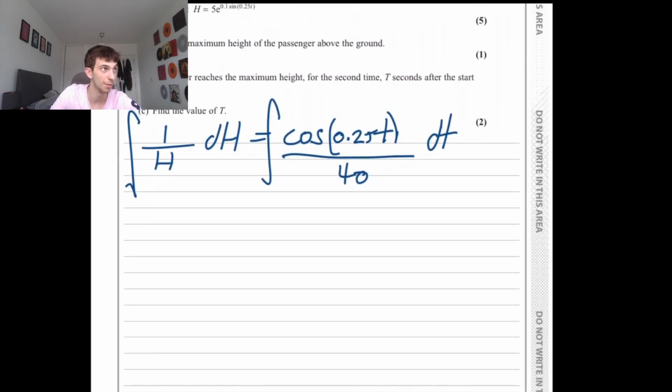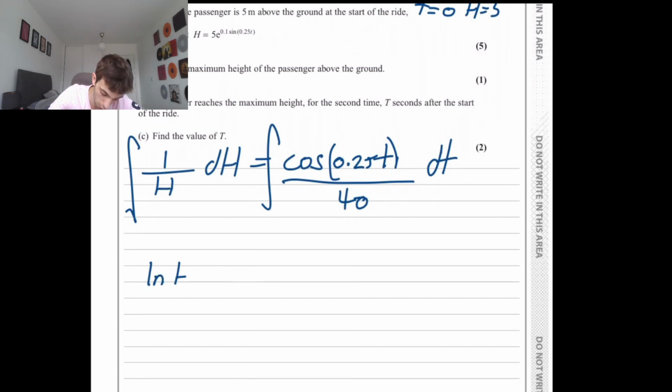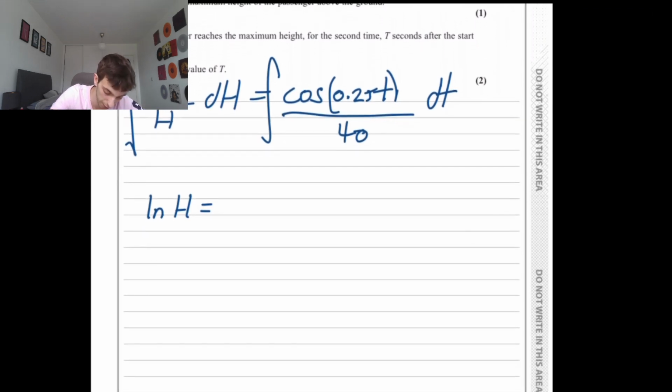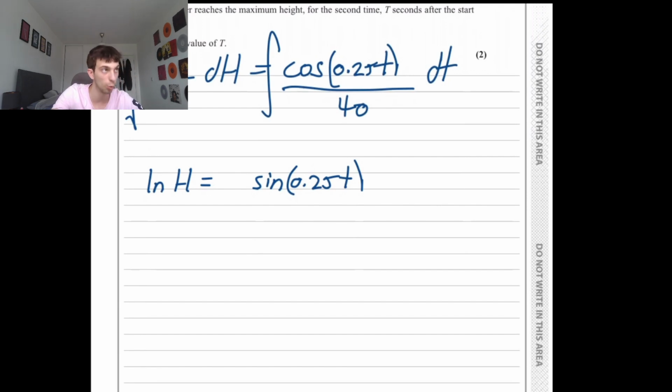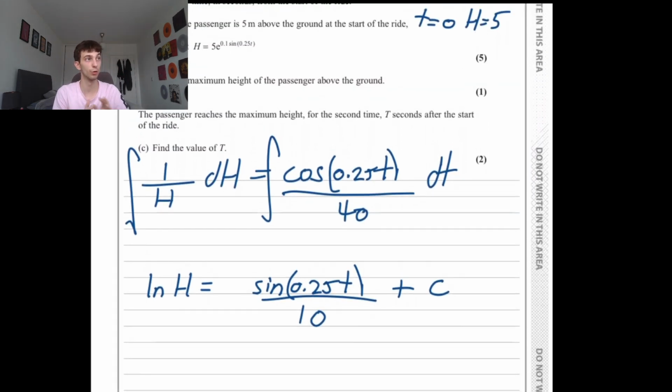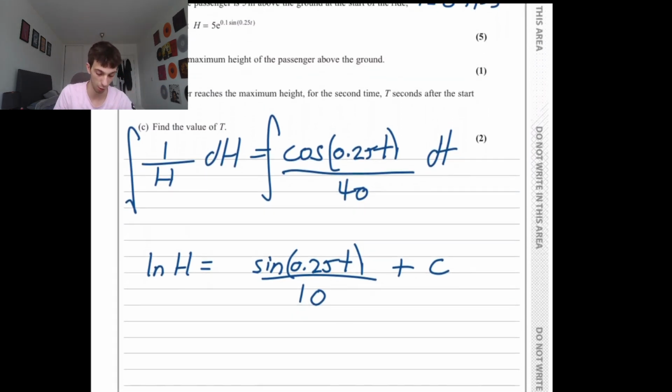You have to know by the time of the exam that integrating 1 over h gives the natural log of h. And this will be equal to integrating cos(0.25t). The integral of cos is sin, so we have sin(0.25t), but remember we have to divide by the inside of the bracket differentiated, so we're dividing by 0.25. Dividing by 0.25 is the same as multiplying by 4. So we're left with 4/40 sin(0.25t) plus c. 4 over 40 is just 1 over 10, so you can rewrite this as sin(0.25t)/10 plus that constant of integration. Remember, we would have constants of integration on both sides because we have indefinite integrals, but we can combine them into one constant on the right-hand side.